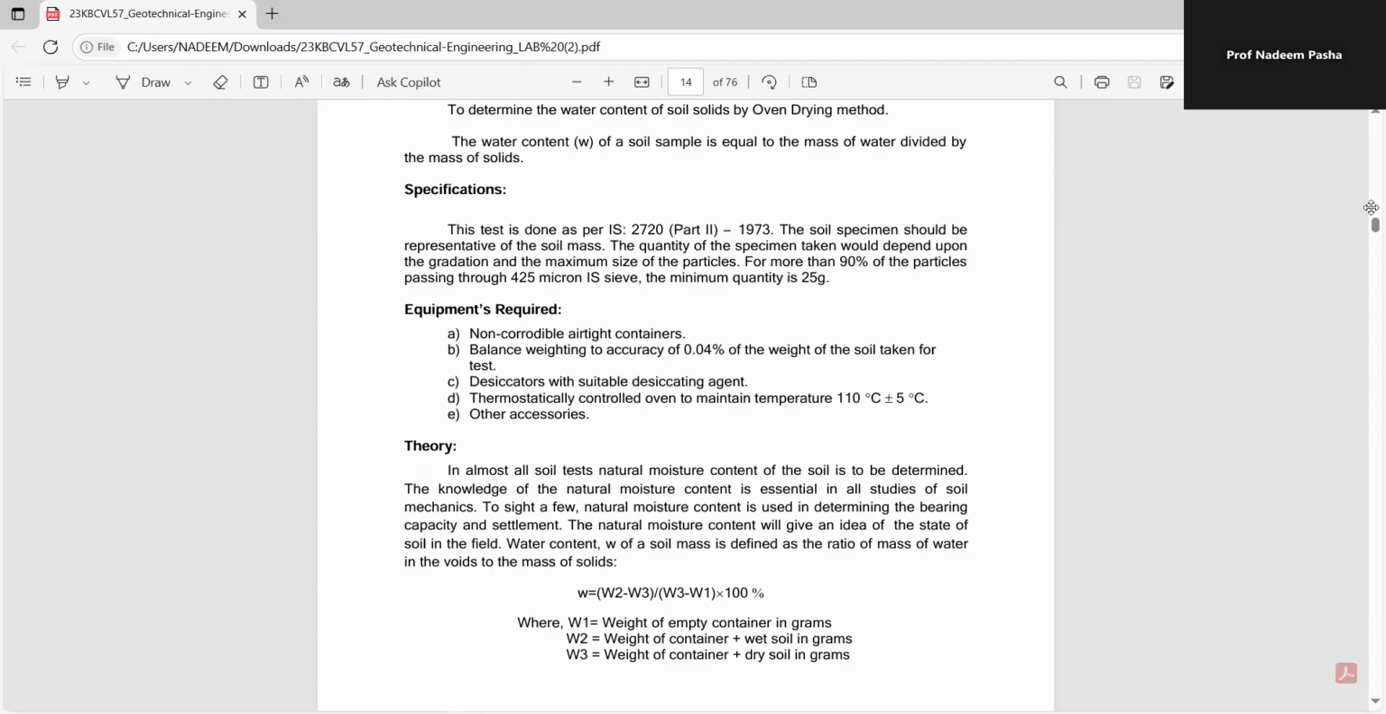So how are we calculating water content? W = (W2 minus W3) divided by (W3 minus W1), in percentage. Where W1 is weight of empty container in grams, W2 is weight of container plus wet soil in grams, W3 is weight of container plus dry soil in grams.